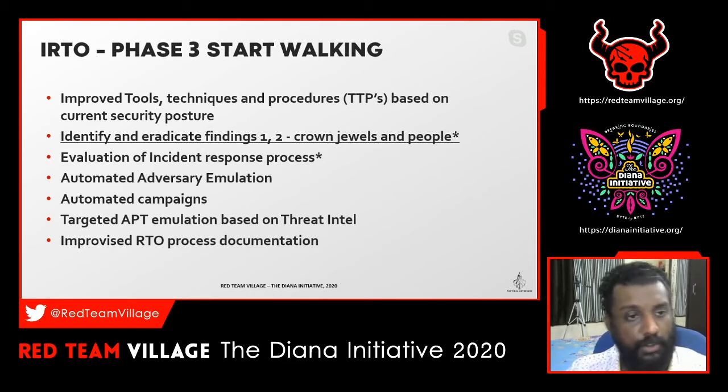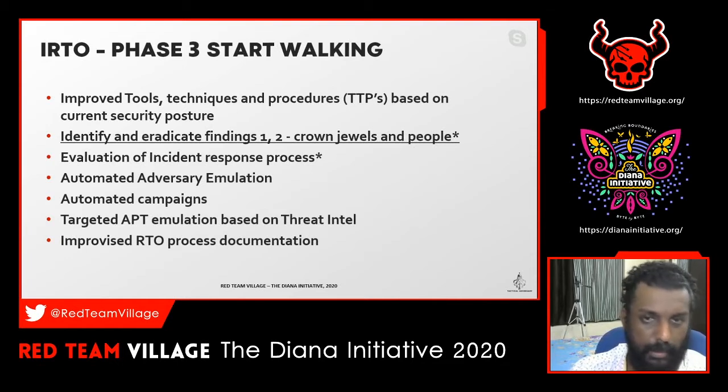From phase 1 to phase 3, we had identified the crown jewels and key people, right? So there should be a wonderful path which leads to the crown jewels or the key people. Maybe there's a phishing campaign, maybe some weaknesses in your Active Directory infrastructure, maybe your cloud implementation. Whatever it is, the vulnerable path towards these crown jewels needs to be fixed. That is important. So next thing, evaluation of the incident response process.